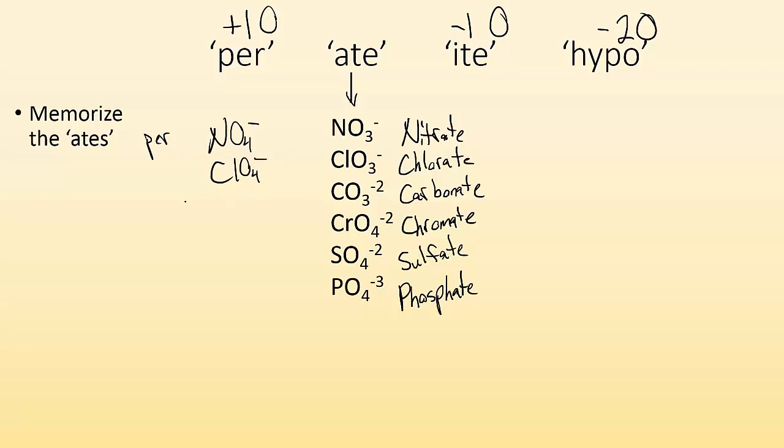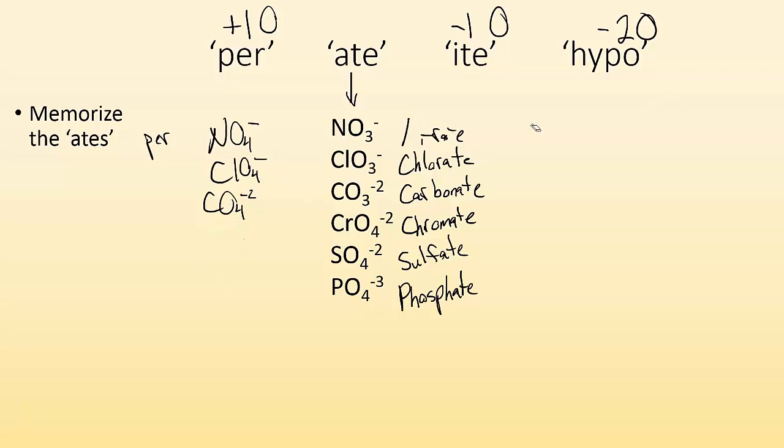If I had CO4 minus 2, that would be percarbonate. If I had CrO5 minus 2, that would be perchromate. If I had SO5 minus 2, that would be persulfate. And if I had PO5 minus 3, that'd be perphosphate. Some of these you won't really see like ever. But I'm just showing you all of them so that you can see the pattern. And if it was an ite ending, you have one less oxygen.